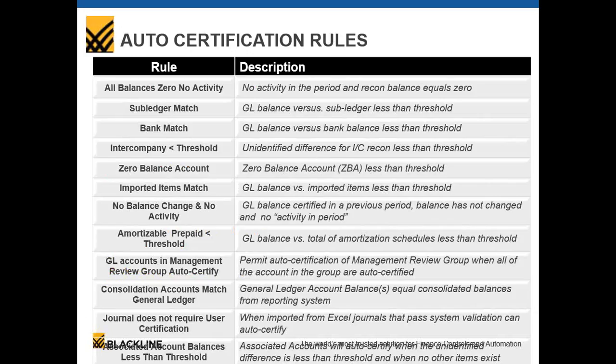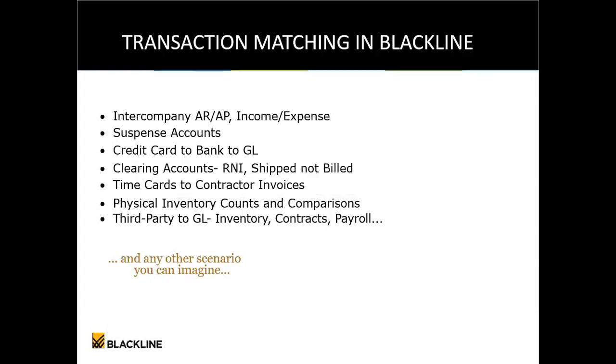So I'm not going to spend too much time on this, but just suffice to say there are several auto certification rules. Think about these that you're doing in Excel. And there's a lot of these I'm sure you see here that you are doing manually. Blackline automates all of these out of the gate. And like I said, it can be set up within a 2-week time frame, which in the software world is unheard of, but it is possible.